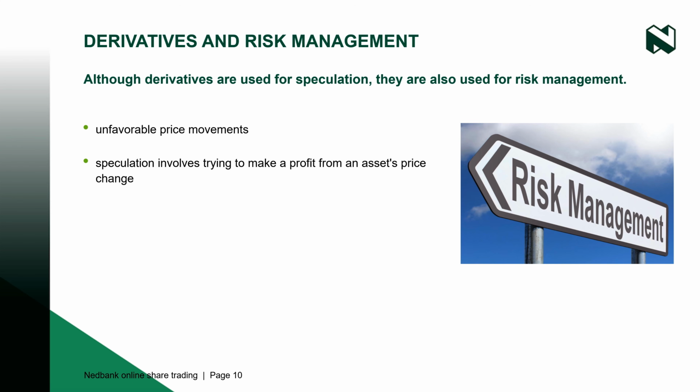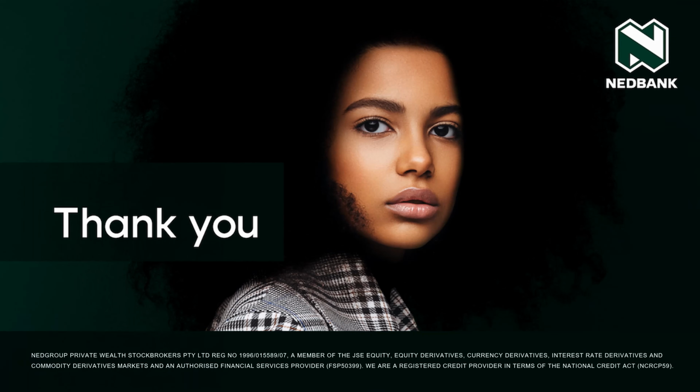Keep in mind that speculation involves trying to make a profit from an asset's price change, whereas hedging attempts to reduce the amount of risk or volatility associated with an asset's price change. Hedging attempts to reduce the impact of the volatility associated with the price of an asset by taking offsetting positions in it. In other words, a position contrary to what the trader or investor currently has. Whereas the main purpose of speculation is to profit from betting on which direction the price of an asset will be moving. We have come to the end of this session.